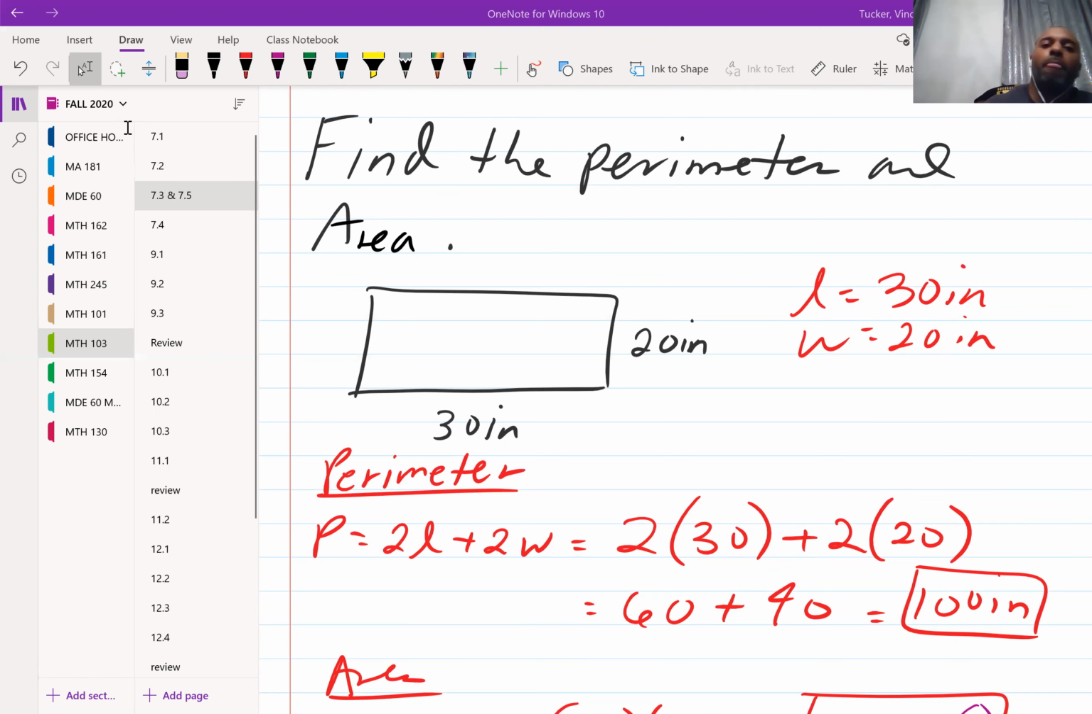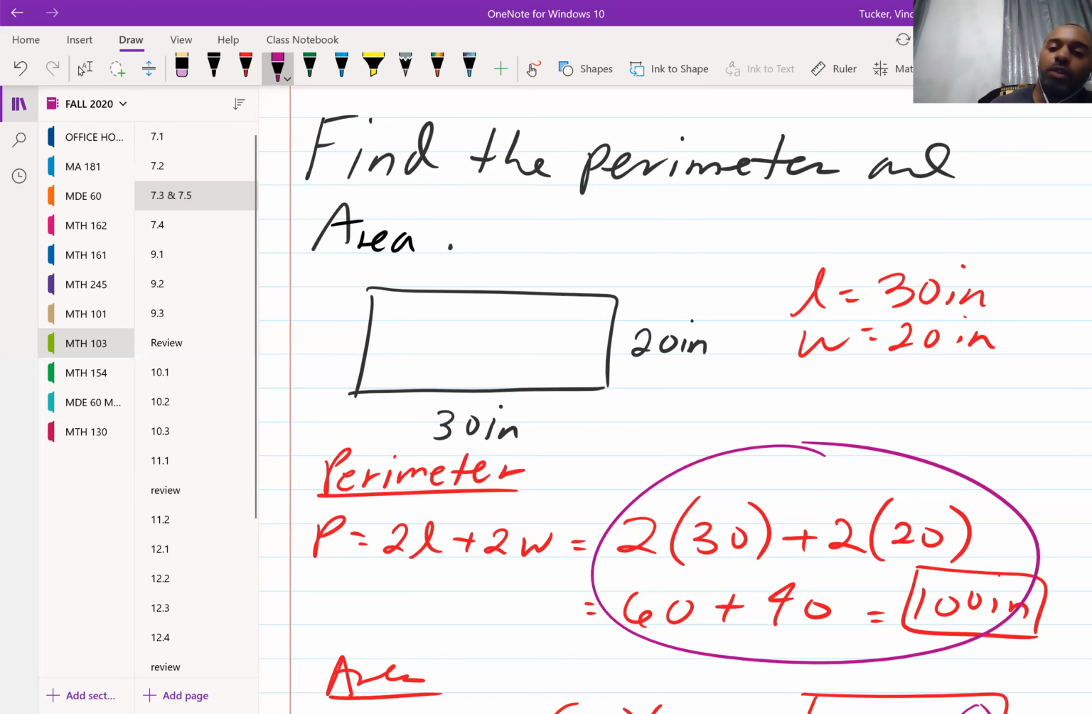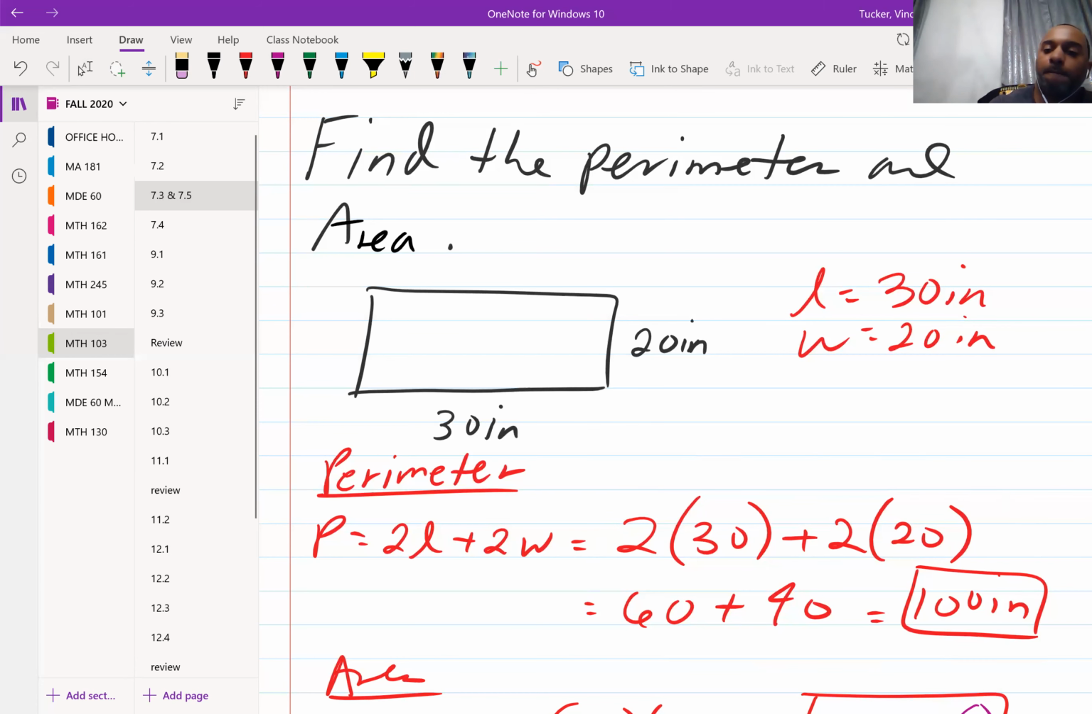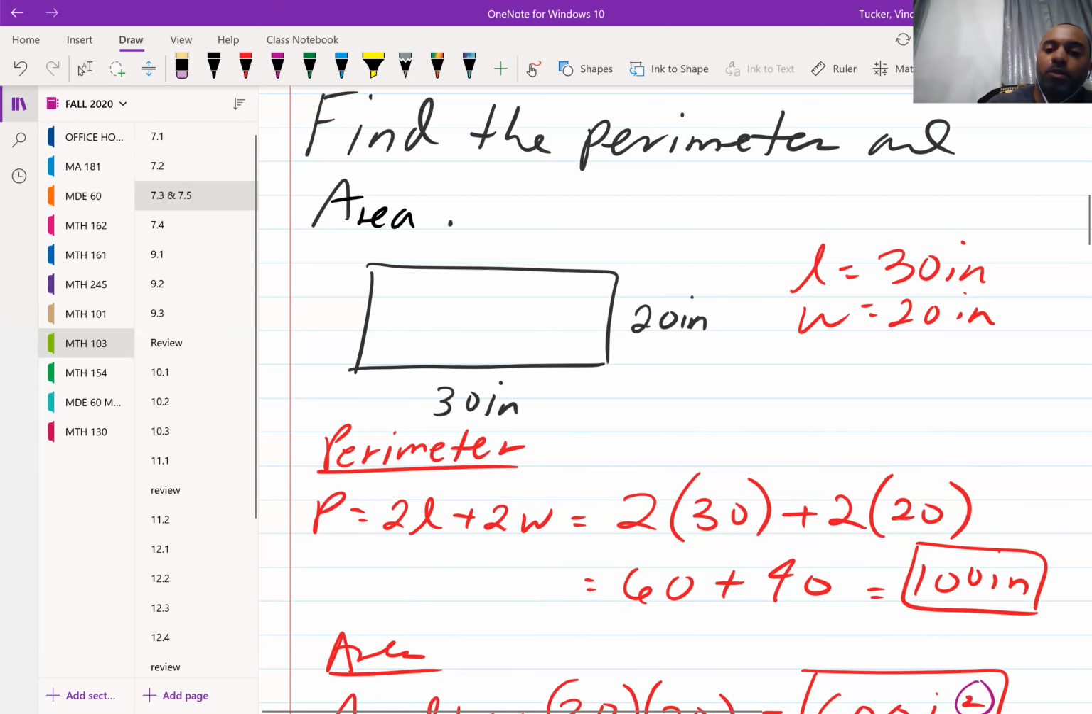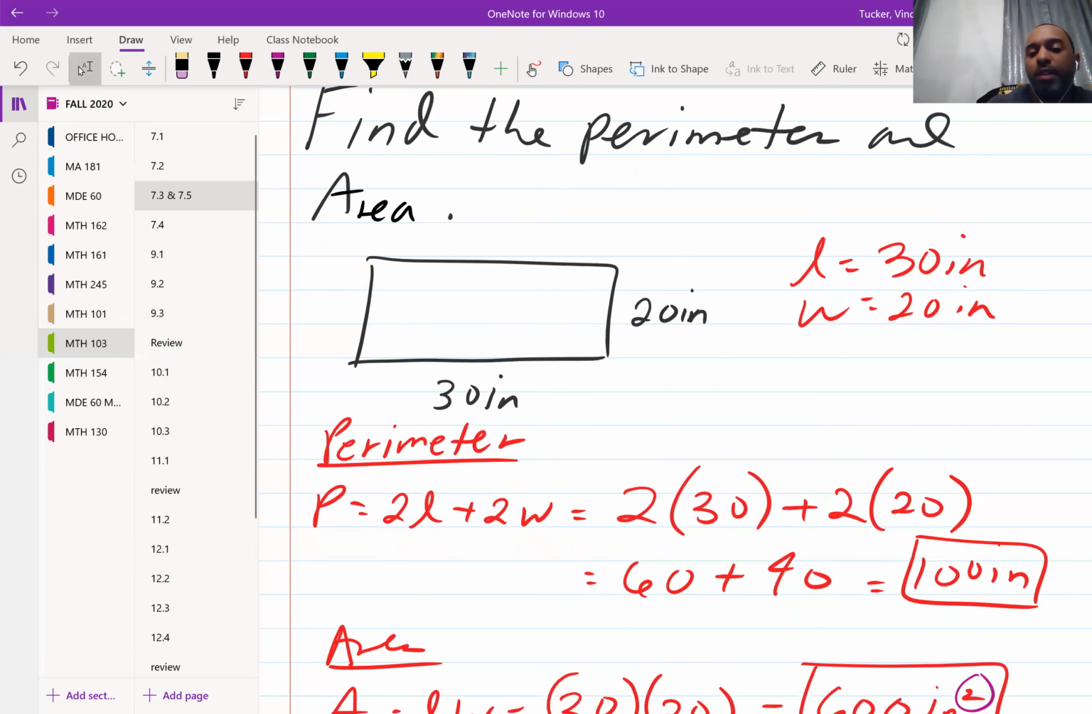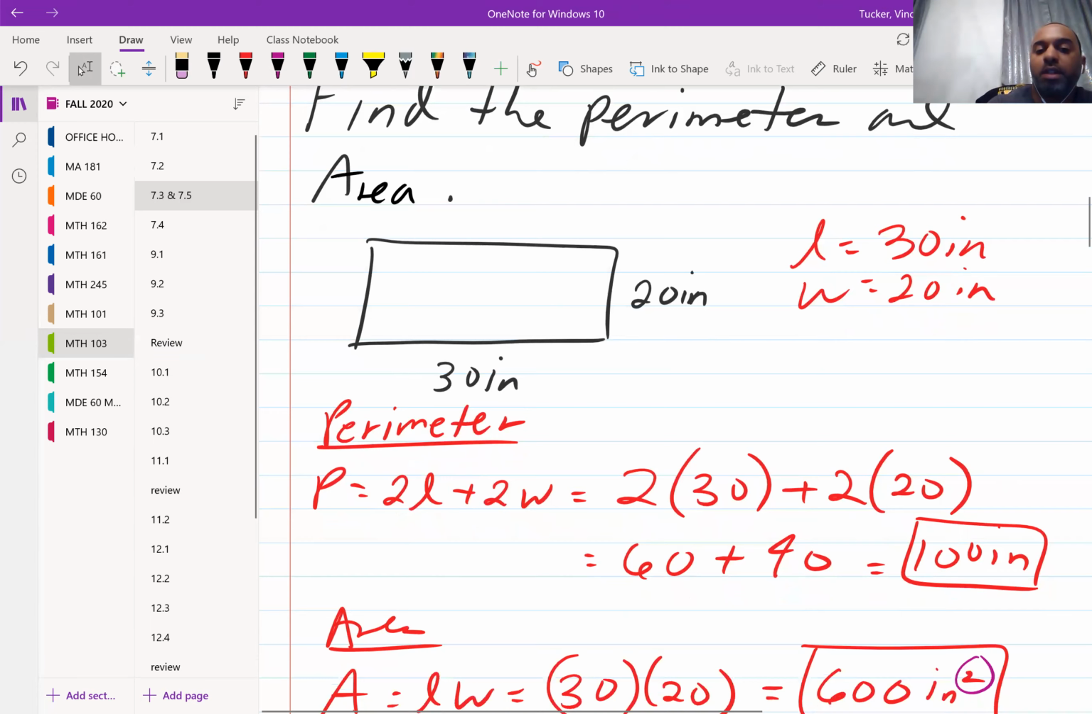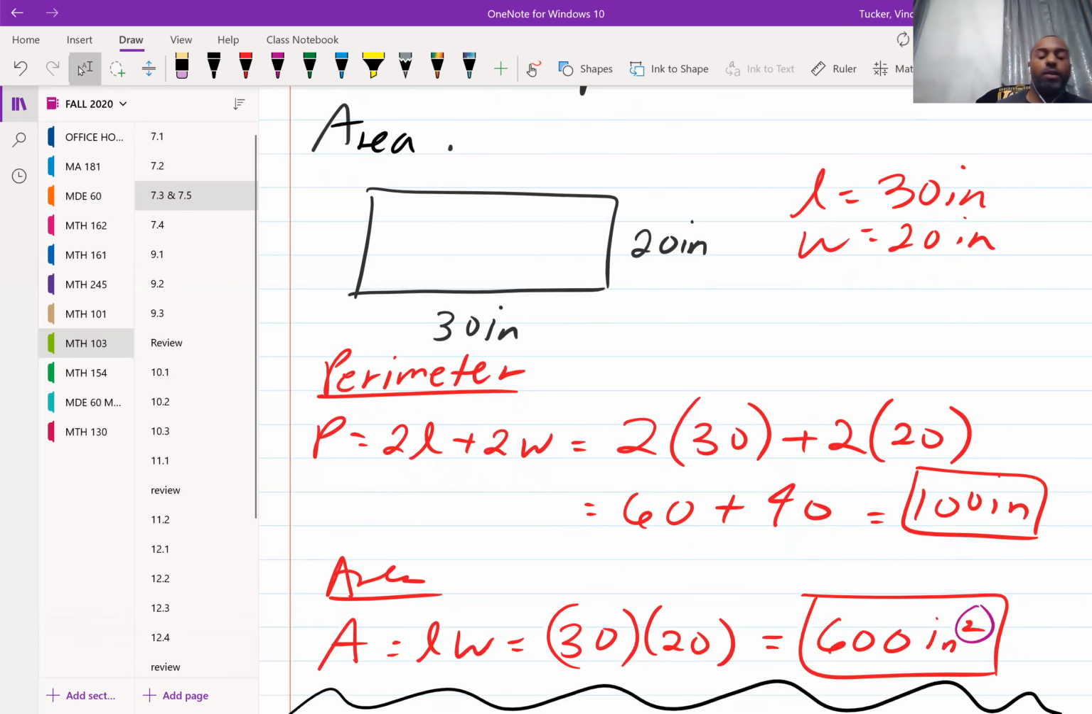Okay. So we have to find the perimeter and area, and they give us the dimensions of 30 and 20 inches. So our length will be 30, width will be 20. So for the perimeter of the rectangle, you go ahead and use 2L plus 2W. 2 times 30, 2 times 20, 60 plus 40 is 100. And then to find the area, it's 30 times 20, which would be 600.